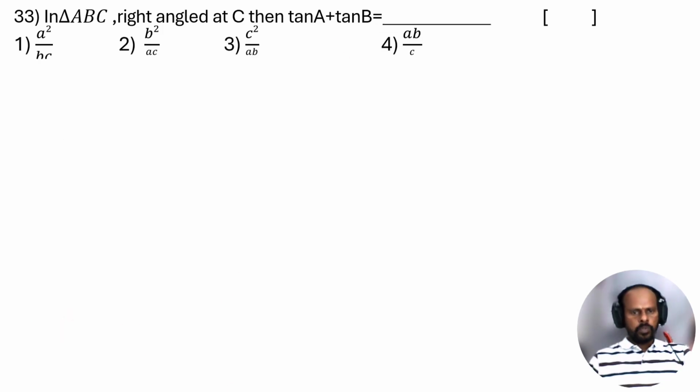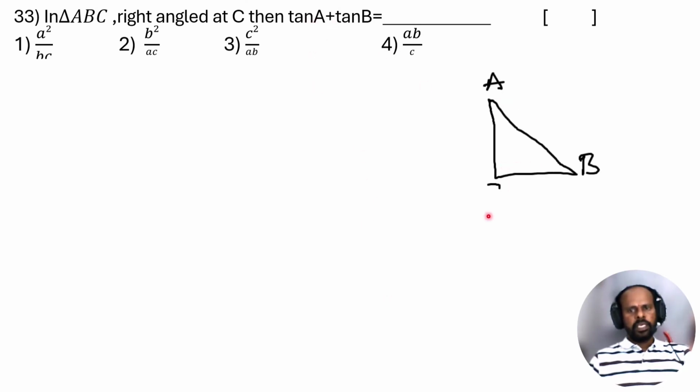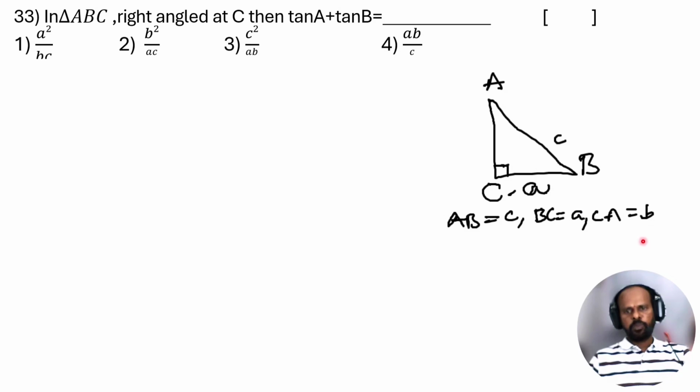So in this question 33, in triangle ABC, the right angle is at C, and you have to find the value of tan A plus tan B. So let us draw the right angle in this way. A here, B here, and C is given, remember it. At C you have to draw the right angle. And using small letters, AB equals c, the side opposite to C; BC, the side opposite to A, is small a; and CA, the side opposite to B, is small b. So like this you have to name the sides of the right angle triangle using small letters.